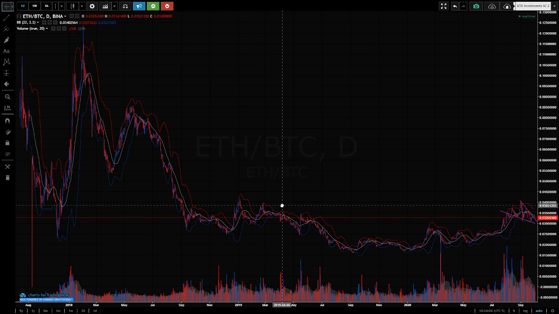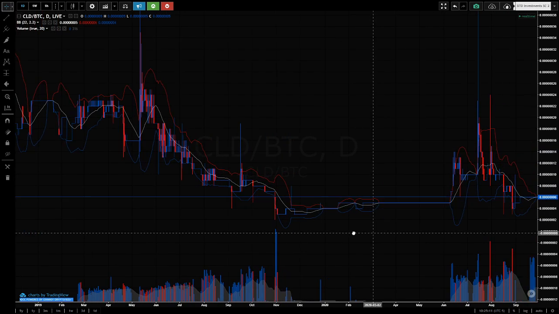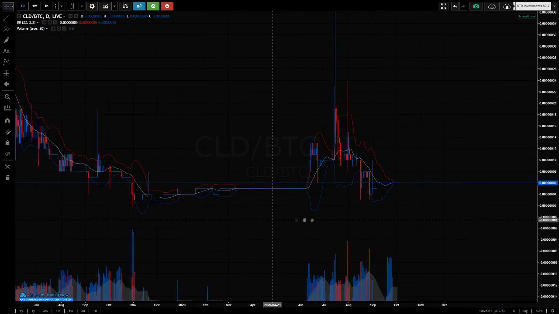So something that is not liquid would look like this. This is CLD with the Bitcoin pair. This is a non-liquid market to me, and this is a non-liquid chart. I would steer away from doing analysis on a chart like this in general. You see these straight lines, and you can see there are periods where it hasn't traded. Anything that looks like this is not what I consider a liquid market.